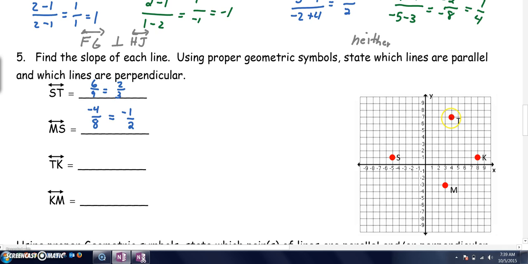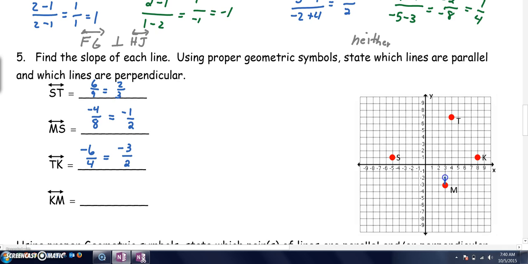TK, from T I go down 1, 2, 3, 4, 5, 6. I go over 1, 2, 3, 4. So my slope is -6/4, which reduces to -3/2. And then my last slope is KM.